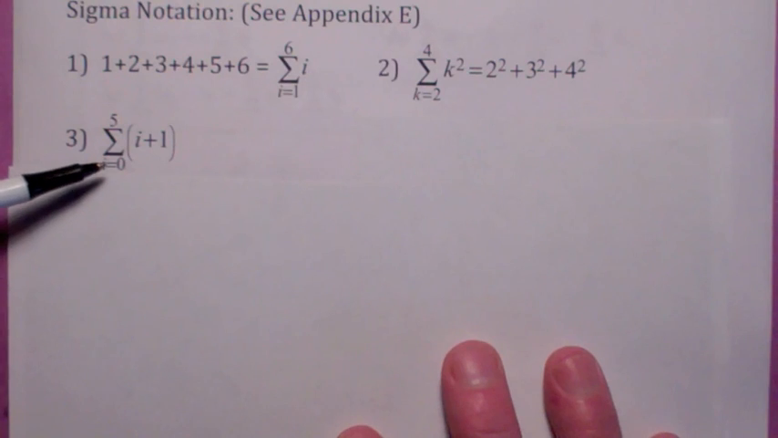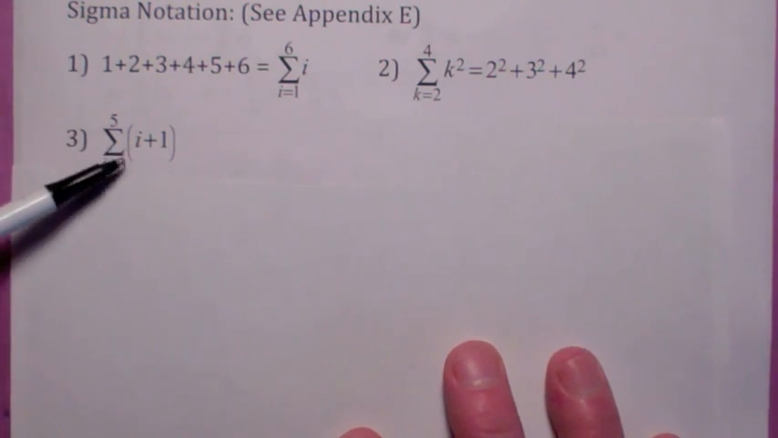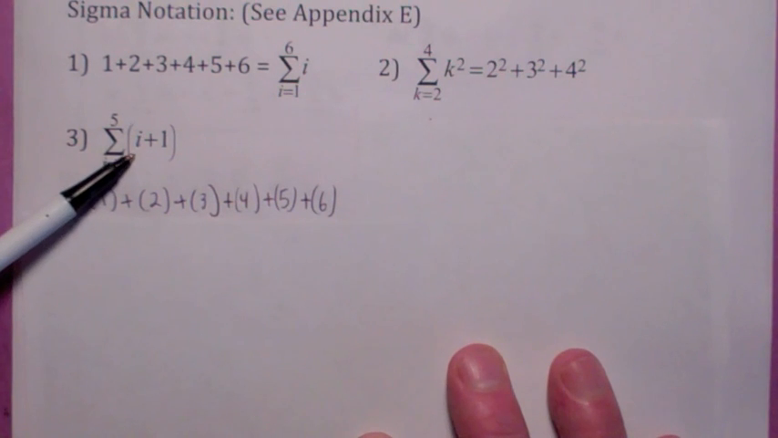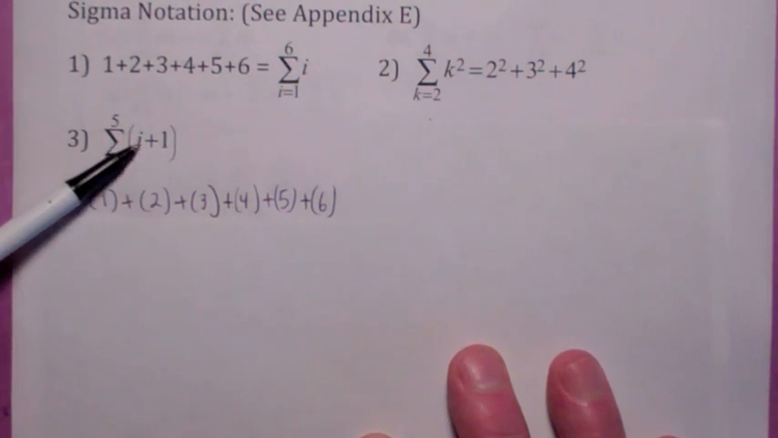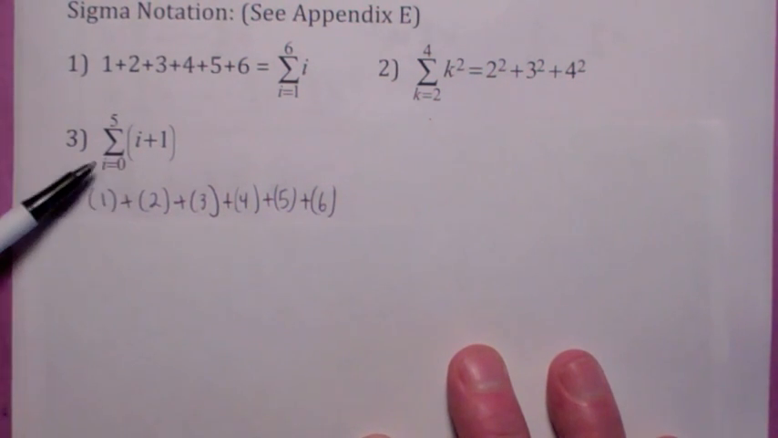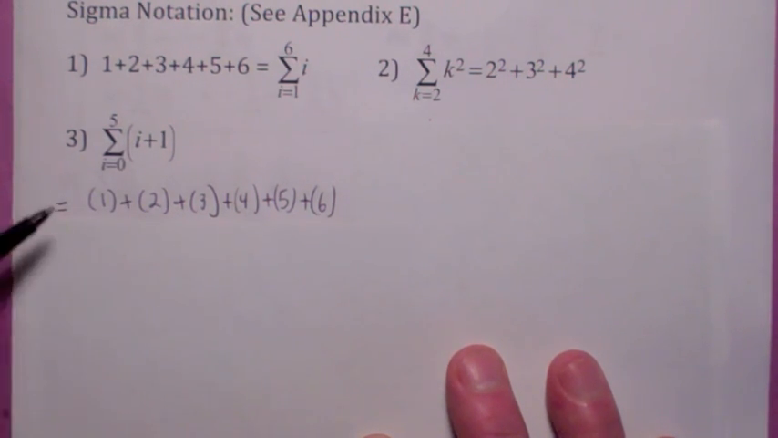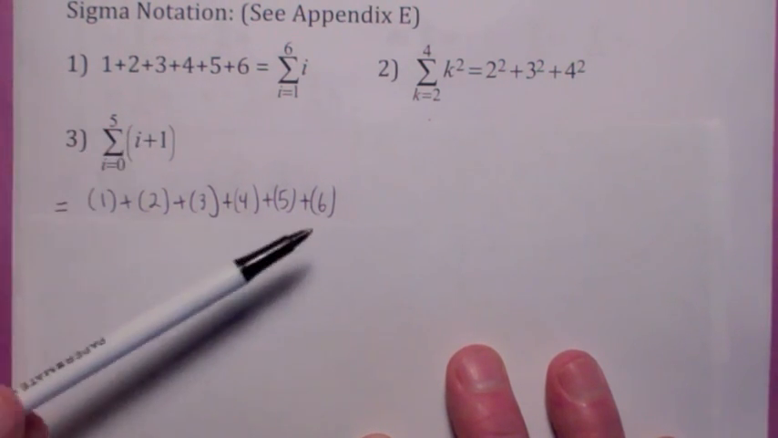Alright, so let's look at this one. What would the sum i equals 0 to 5 be of the expression i plus 1? Well, i equals 0, so the first term is going to be, I should say i plus 1, so when i is 0, you get 0 plus 1, so there's the first term. Now i kicks up to be 1, so the second term is 2, and so on. The last term, when i is 5, you get 5 plus 1, which is 6.